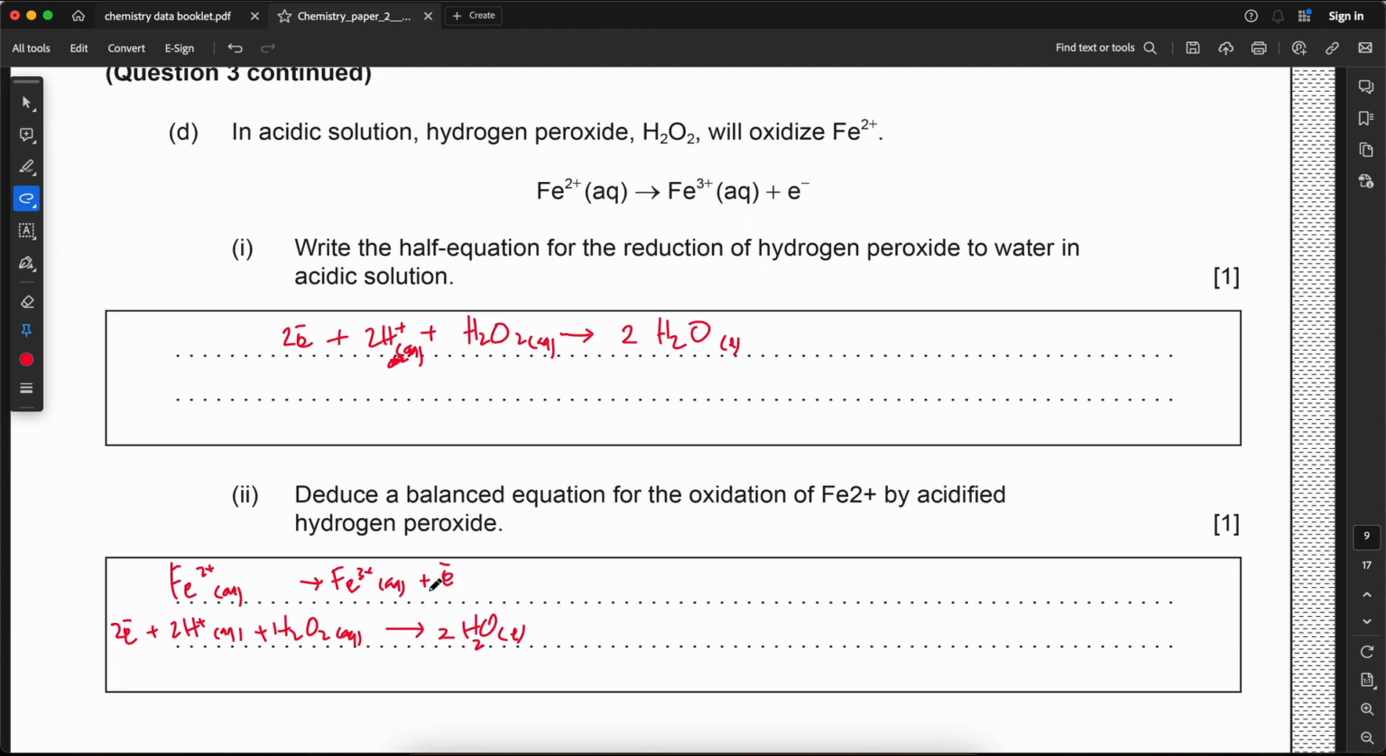Alright, so we need 2 times 2 here, because here is 2 electron, here is 1 electron, so all of them becomes 2. And now we can eliminate the electron and you add them. So that would be 2Fe2+ aqueous plus 2H+ aqueous plus H2O2 aqueous produce 2Fe3+ aqueous plus 2H2O liquid. Okay.